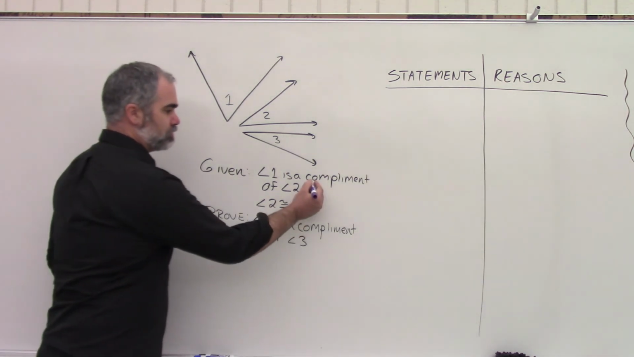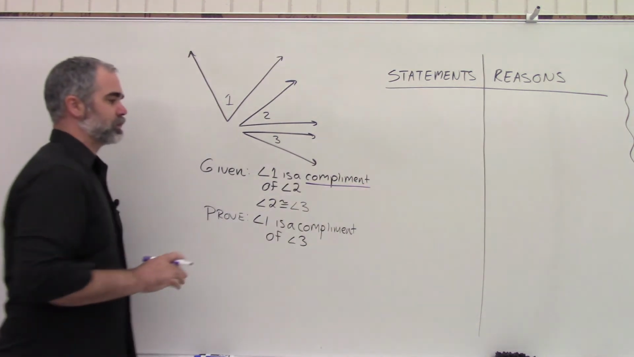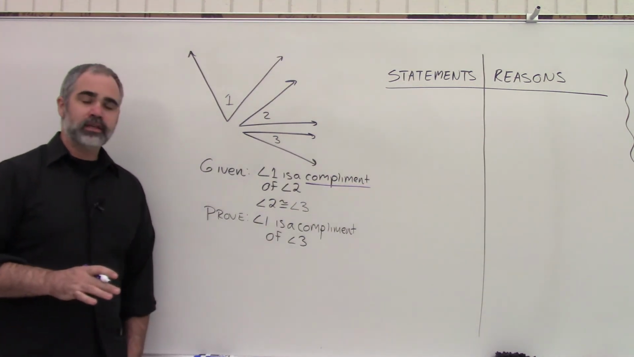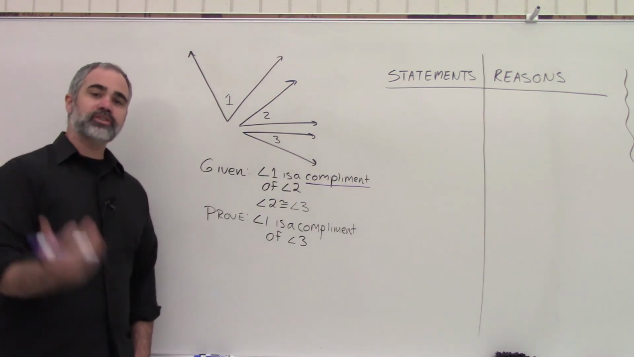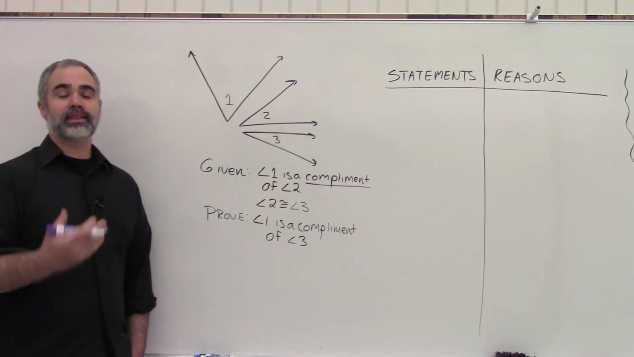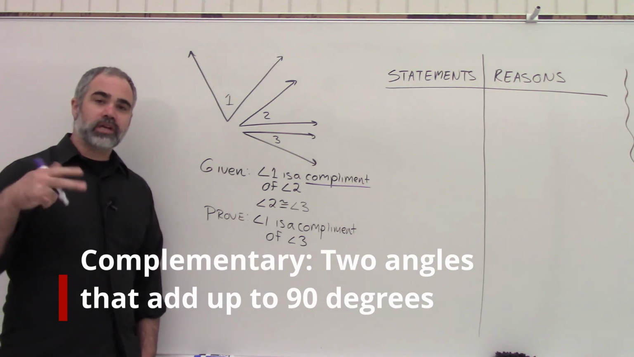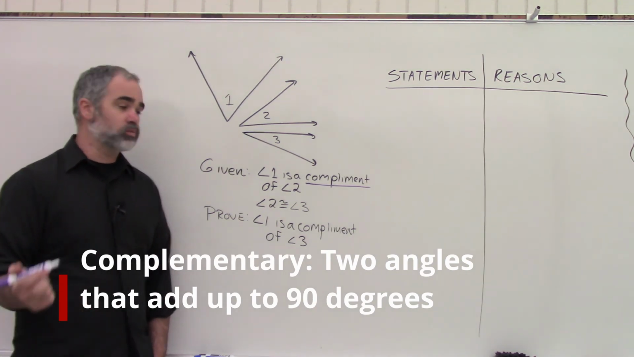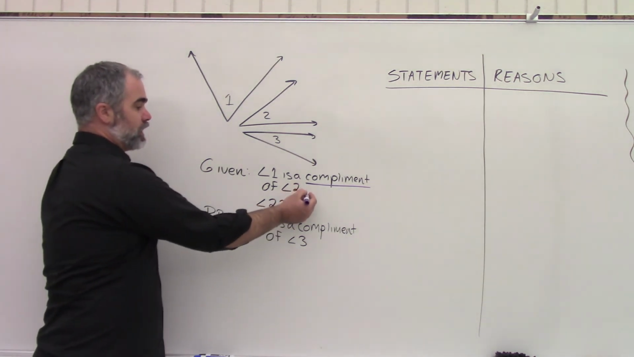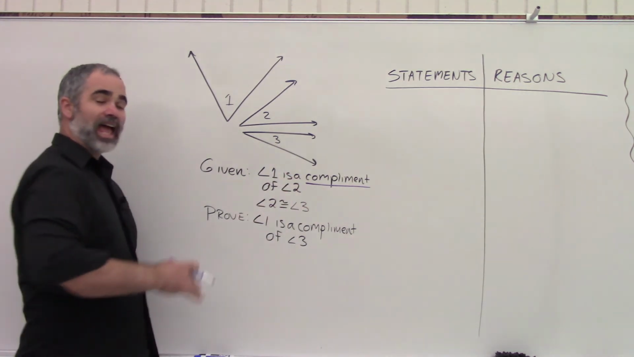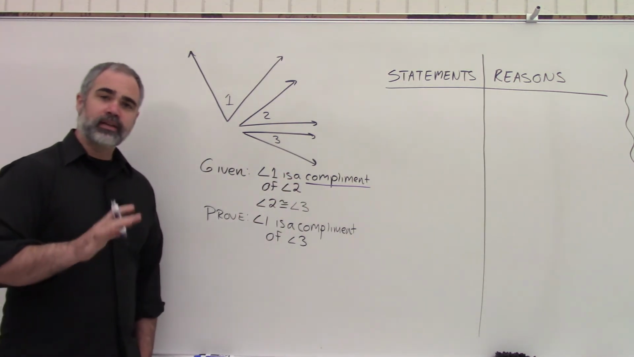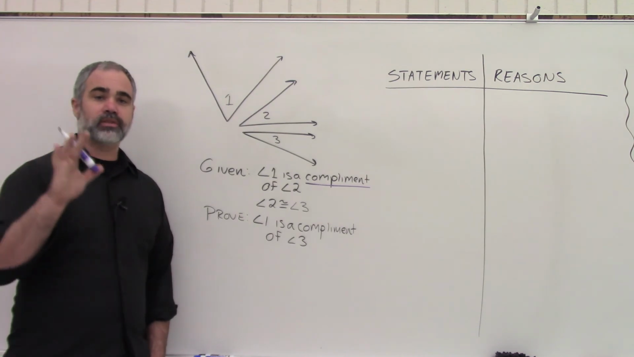It's talking about a complement. Now, the word complement comes from the word complementary, which means things that add up to be 90 degrees. If two angles are complementary, they add to be 90. So what I know is these two angles, 1 and 2, add to be 90 degrees. And that's really important to make sure you understand off the top.